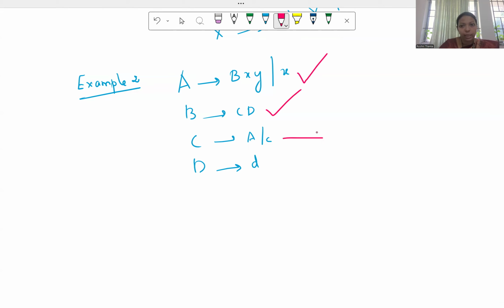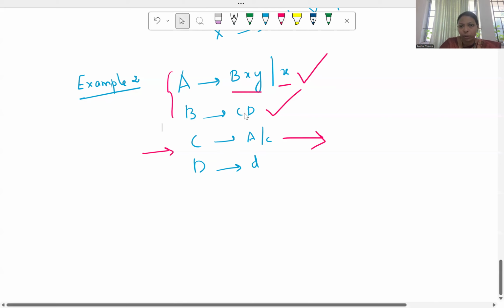When you come here, what happened? We know what A is, so I can replace A. A means this is one option, and this is another option. So I'm going to rewrite this C. Why am I doing this? When I look at the other two, there is no replacement: we don't know what C or D is yet. There is no replacement, so these two stay as such.